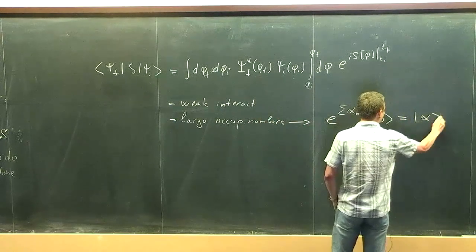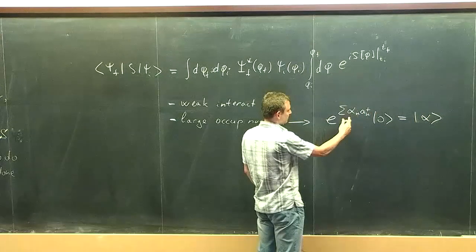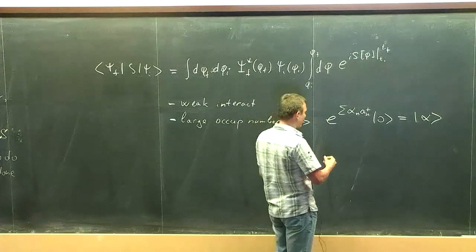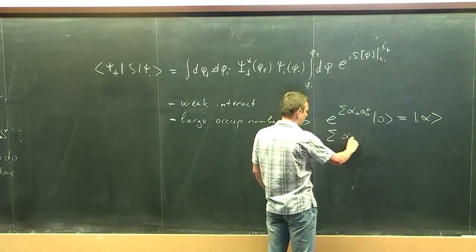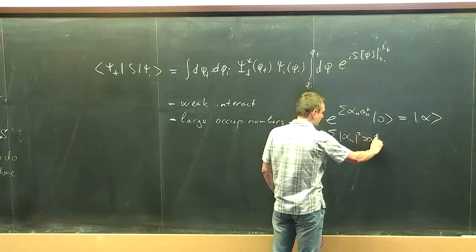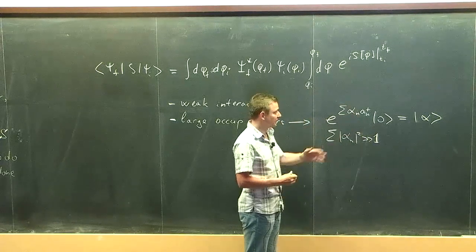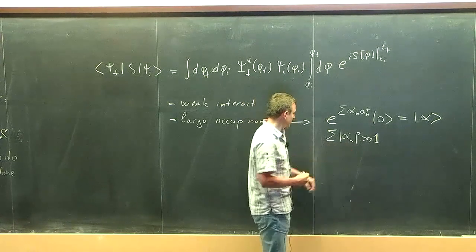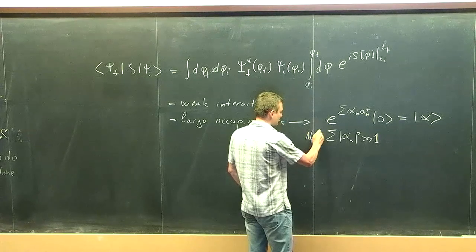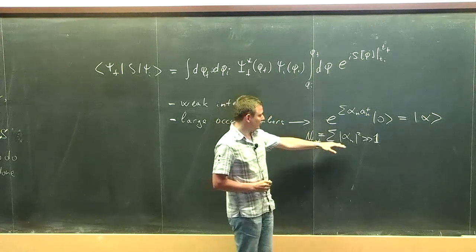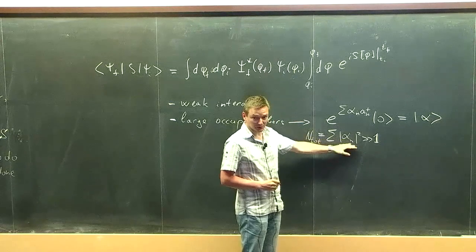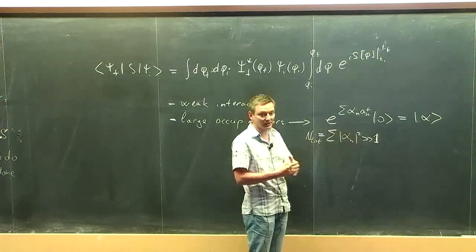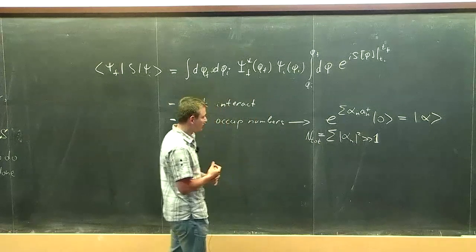I will call this a coherent state alpha, its parameters defined by this expansion with coefficients alpha n. Large number of particles means that the sum of alpha n squared is much bigger than 1, where n is some generalized index for the wave packet, for example. This is the total number of particles, which must be large. Ideally, I would also like individual occupation numbers to be large, but that's of course impossible. Some modes will be populated, some not. But we assume that only those modes which are highly populated are actively participating in the process.